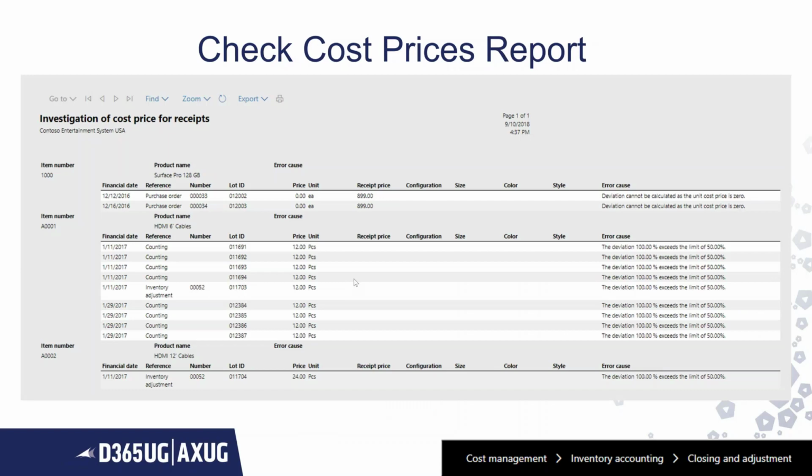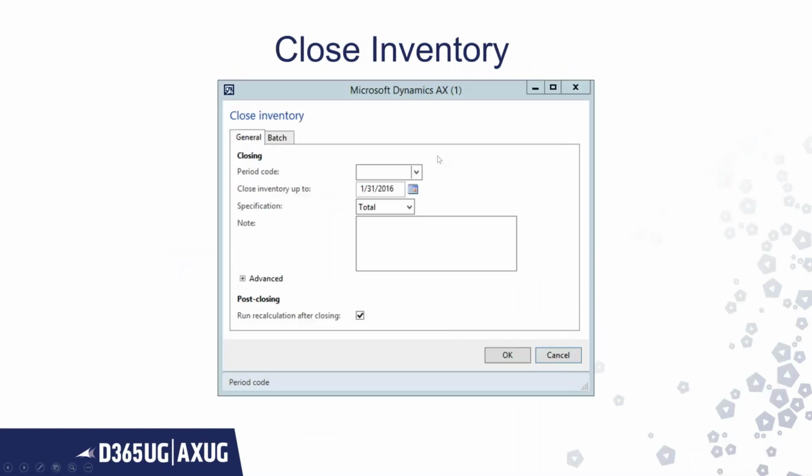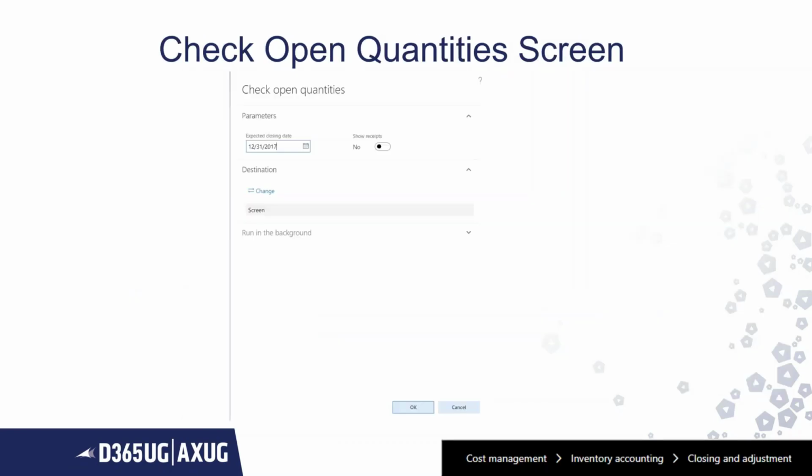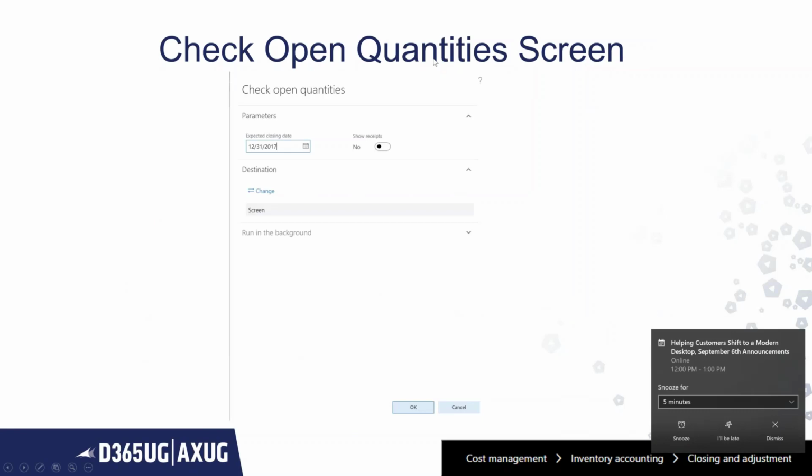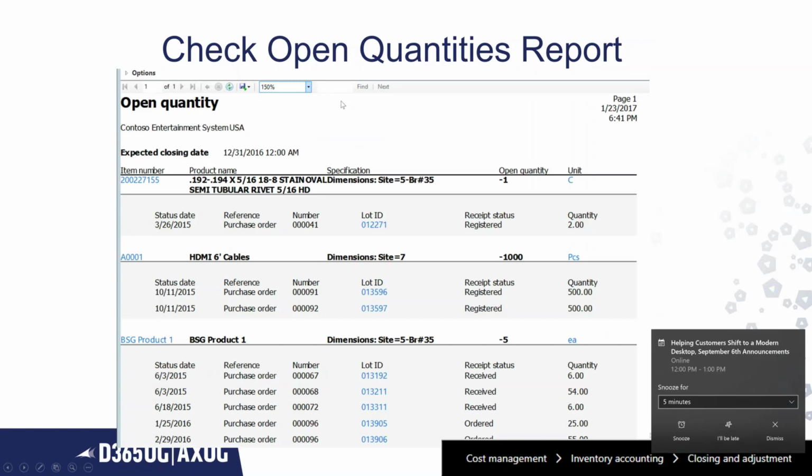Okay. So again, if you look at 2012, it actually comes up with, I don't think I'm showing it, but at the first step when I say inventory close would be check open quantities. Next would be check cost prices. And then lastly, it'll go to inventory close.